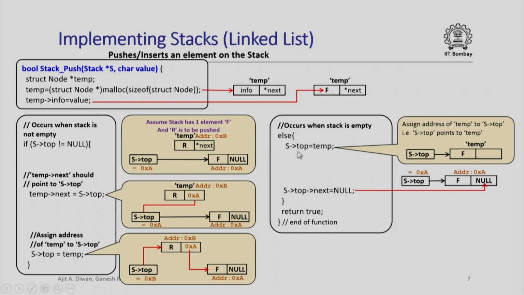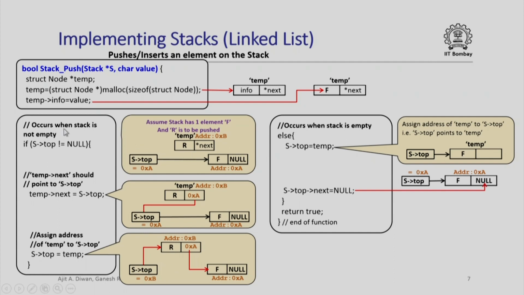What do we do here? Very simple. We have the temp node which contains the information f. It has some garbage in the pointer part. We first make s top to point to this node. So temp is assigned to s top. Second, the pointer in the node itself must be null, so it is set to null here. That's it. Now this becomes my stack. S top points to this node, and this node in turn does not point to anything. So now my stack has one element.